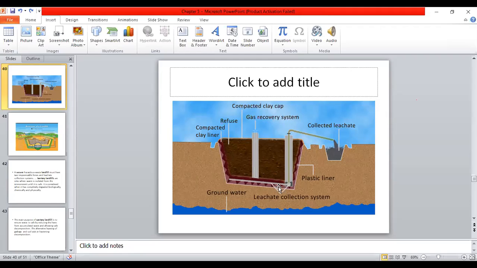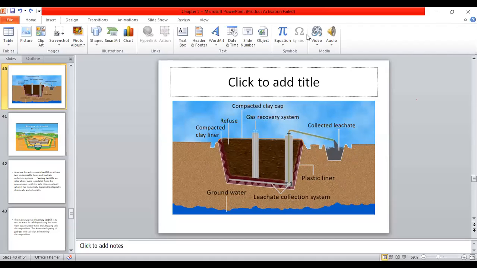Here a slope is given in one direction, so whatever leachate or liquid waste is produced will be collected with the help of a pipe. At the bottom, the pipe has been provided to pass the liquid towards this point, and from that point it can be pumped, collected, and taken out separately, to avoid percolation towards the ground. So this is the leachate collection system, we can say. And these are the plastic liner, gas recovery system, and compacted clay cap. I think I have explained and shown it properly in this figure. Through this, you might have understood what sanitary landfilling is.